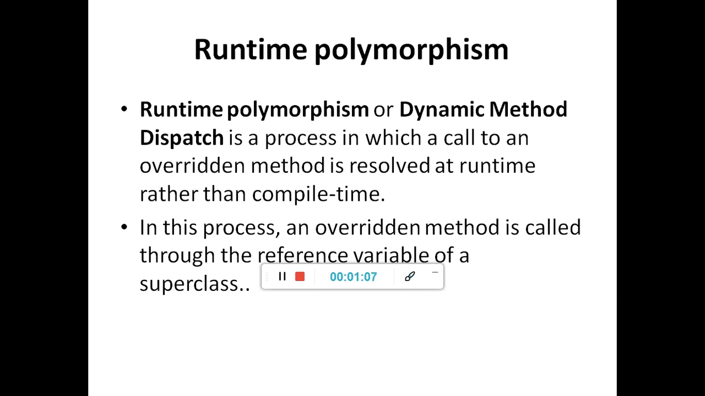So first one is runtime polymorphism. As I told, runtime polymorphism is basically dynamic, in the sense the nature of the polymorphism is dynamic. Here, neither the compiler is taking any sort of decision. The decision will be taken by the JVM, that too based on the input or based on the particular scenario during the runtime. Here this is the process in which a call to an overridden method is resolved at the runtime rather than the compile time. In this process, an overridden method is called through the reference variable of the superclass.